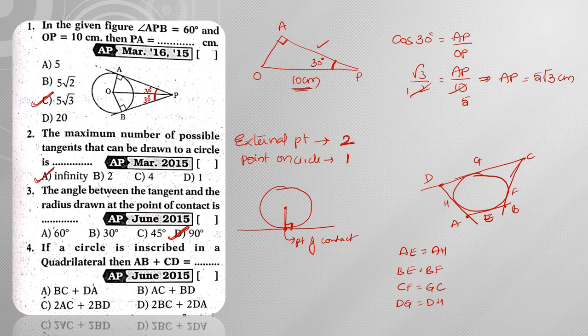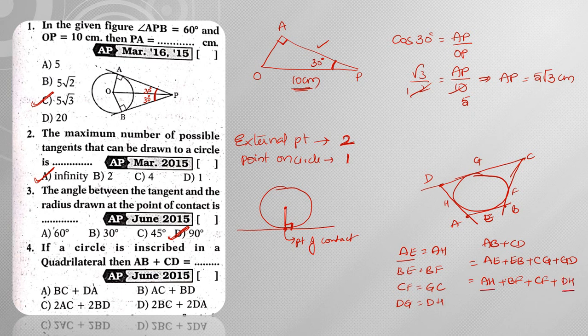Now based on this, what is given? AB plus CD is asked. So from the figure we can write AB is equal to AE plus EB, and CD can be written as CG plus GD. Now from these conditions, AE can be written as AH, EB can be written as BF, CG can be written as CF, and GD can be written as DH.